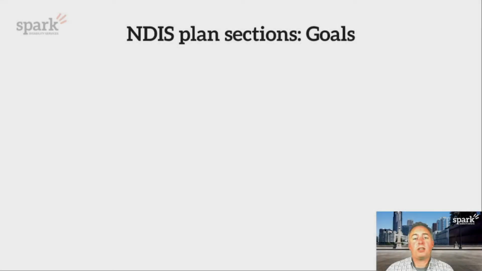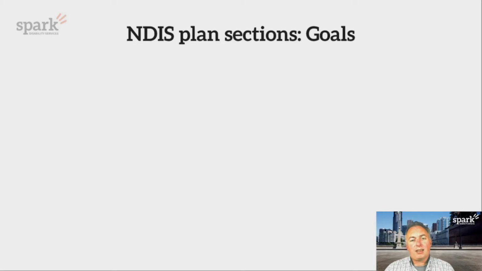As I mentioned earlier, the goals section of a person's plan lays out both short-term and longer-term goals. Now, when you see an NDIS plan for real, the plan format is for the short-term goals to come first, with the longer-term goals afterwards.